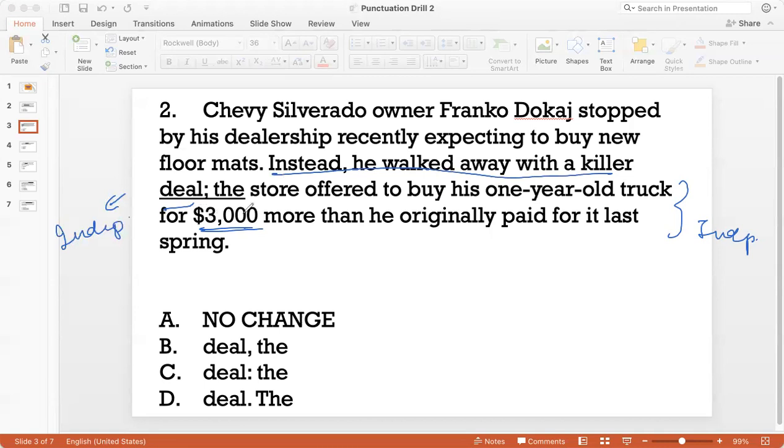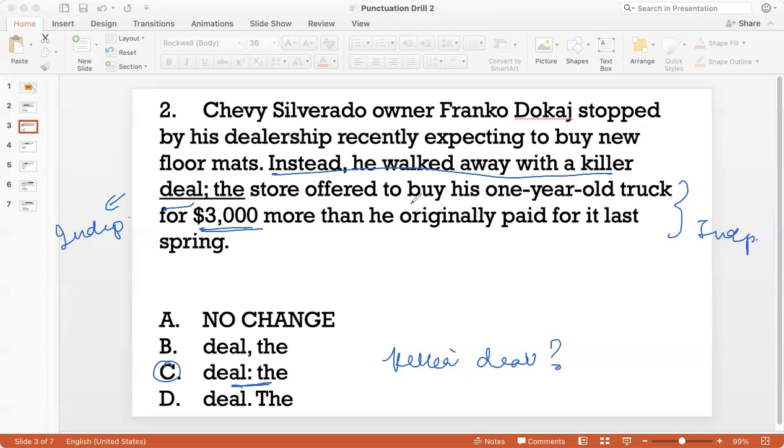But a better punctuation would be a colon, because when I say he walked away with a killer deal, I want to know what that killer deal was. The sentence sets up expectation for a killer deal, and indeed, the part after the punctuation tells me that the killer deal was that he got $3,000 more for his old truck. So this is the kind of sentence in which a colon makes the most sense because it explains what the first part of the sentence does by providing details in the second part.